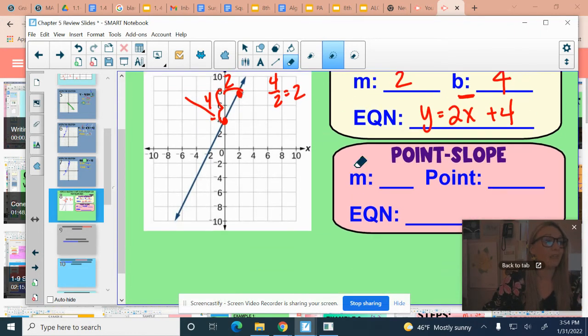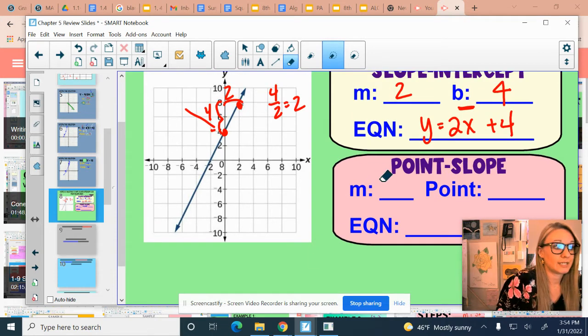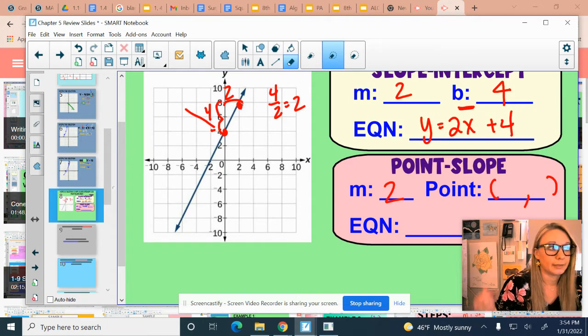Okay, now for point-slope, we can carry down that same slope, that 2, but we just need a coordinate pair. I mean, you can use the y-intercept, you can use the other coordinate. Let's just use the y-intercept.